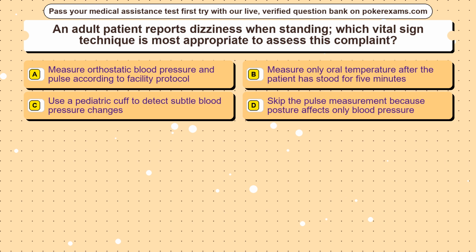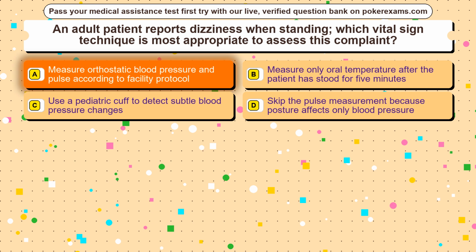Question 49. An adult patient reports dizziness when standing. Which vital sign technique is most appropriate to assess this complaint? Option A. Measure orthostatic blood pressure and pulse according to facility protocol. Option B. Measure only oral temperature after the patient has stood for 5 minutes. Option C. Use a pediatric cuff to detect subtle blood pressure changes. Option D. Skip the pulse measurement because posture affects only blood pressure.